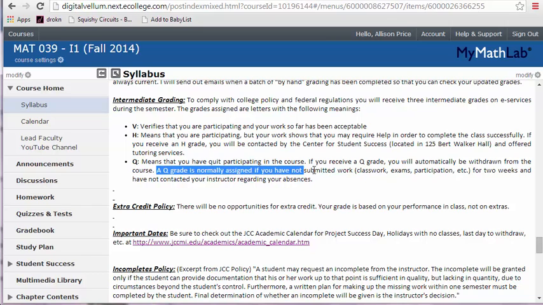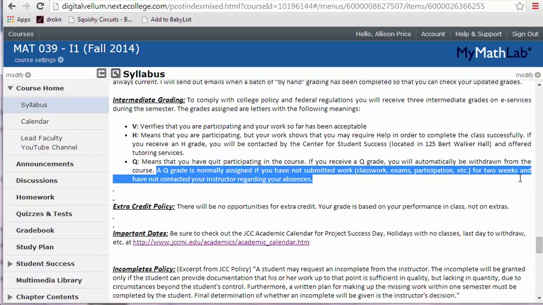A grade of Q is normally submitted if you have not participated for 2 weeks and have not contacted your instructor regarding your absences. So when it comes time to submit these grades, I'll be looking at your last activity date. If you haven't been active in my math lab or active in your assignments for 2 weeks, I will be dropping you from the course.